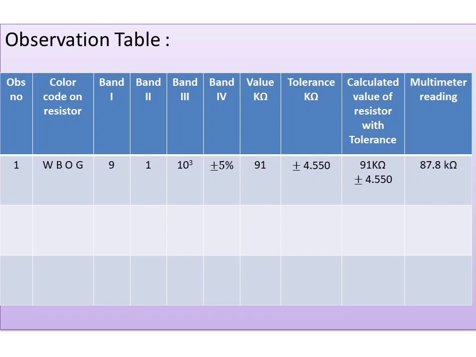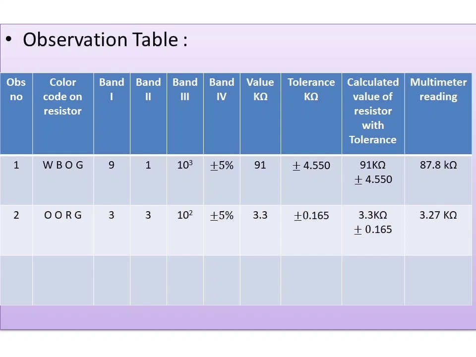So the value of the resistor is 91 kilo ohm and the tolerance in kilo ohm is 4.550, and the calculated value of the resistor with tolerance is 91 kilo ohm plus minus 4.550, and the multimeter reading is 87.8 kilo ohm.